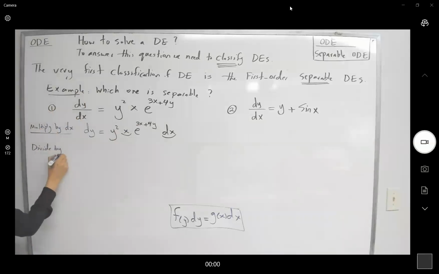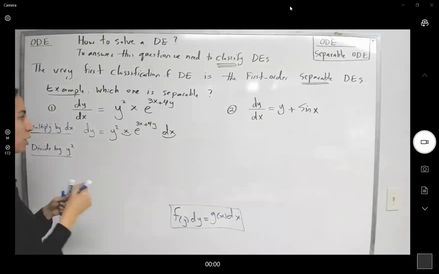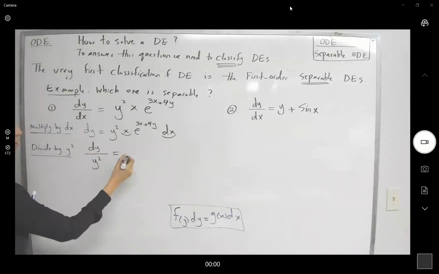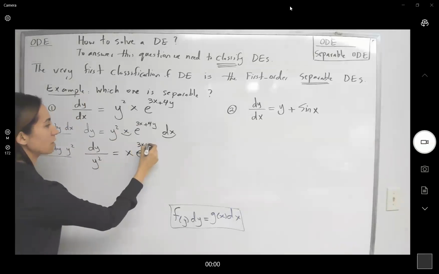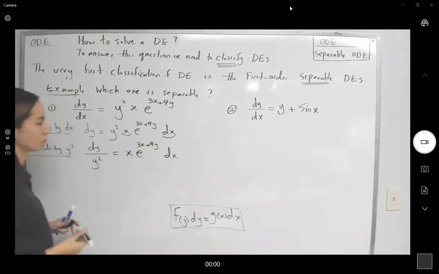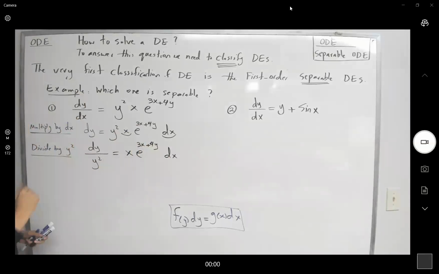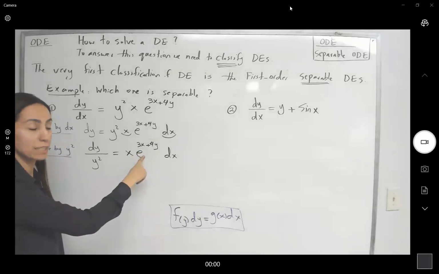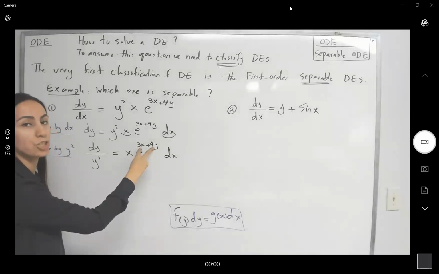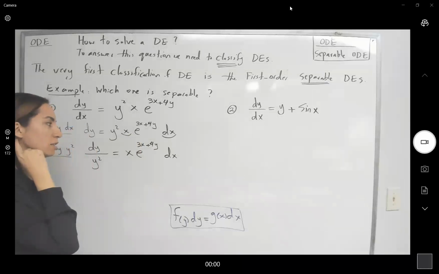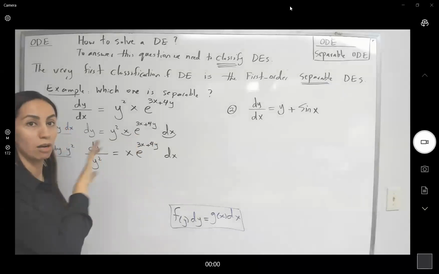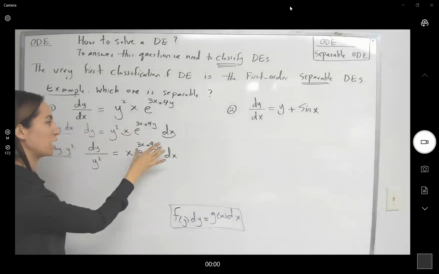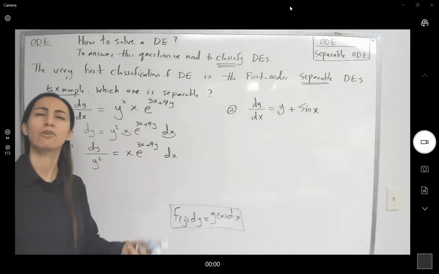If I divide by y squared, it becomes dy over y squared equals x e to 3x plus 4y dx. Okay, I brought y to the other side, but my problem is that the exponent for e has a linear combination of 3x and 4y. I cannot have x and y on one side. Somehow, doing proper algebra, I should be able to separate these. Let's go back to algebra.